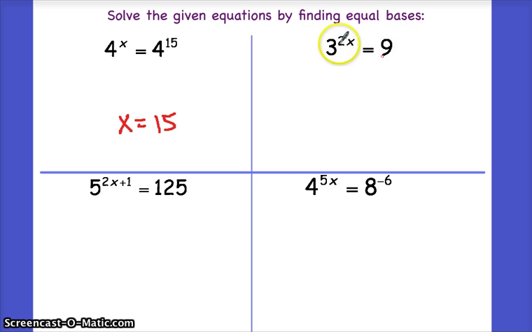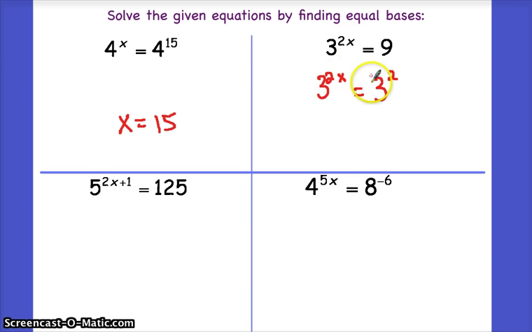Now that same idea can help us over here on the right. If you have a base 3 to the 2x, but you also have a 9 over here on the right, we know that 9 is the same thing as 3 squared. So I'm really just changing 9 into something else it's equal to. It's kind of like the substitution, only without a variable.